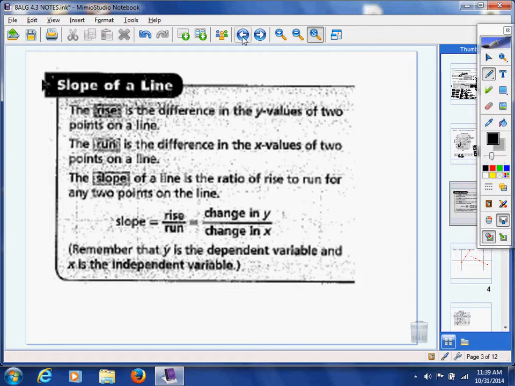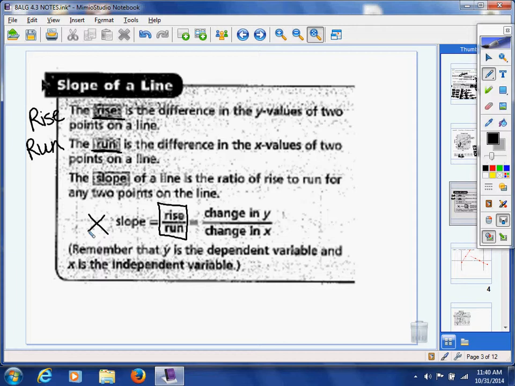The rise, that would be this word right here, rise, is the difference in the y values of 2 points on a line. And then the run, that would be this word here, the run is the difference in the x values. You remember from examples 1 and 2, we did change in y over change in x. Well, now we're going to call that change in y rise, and the change in x is run. So we call it rise over run.